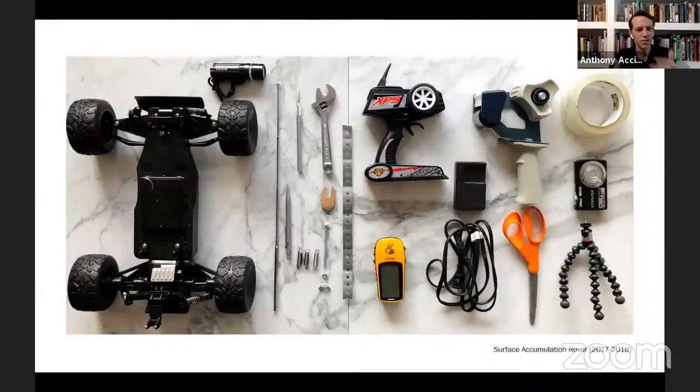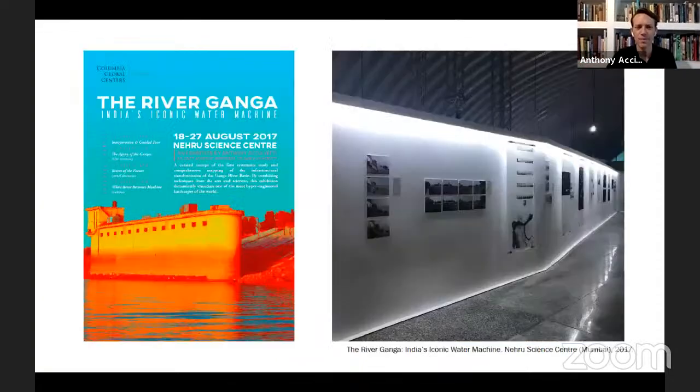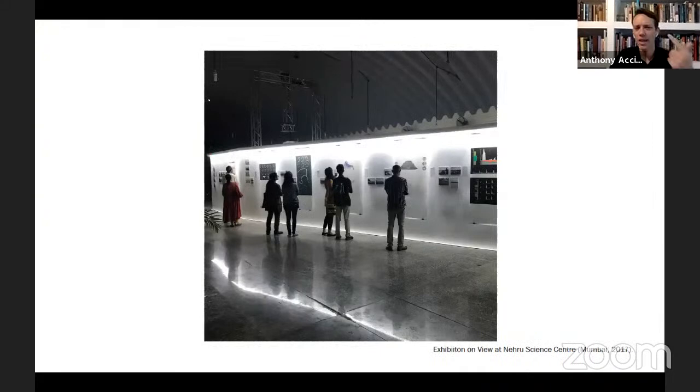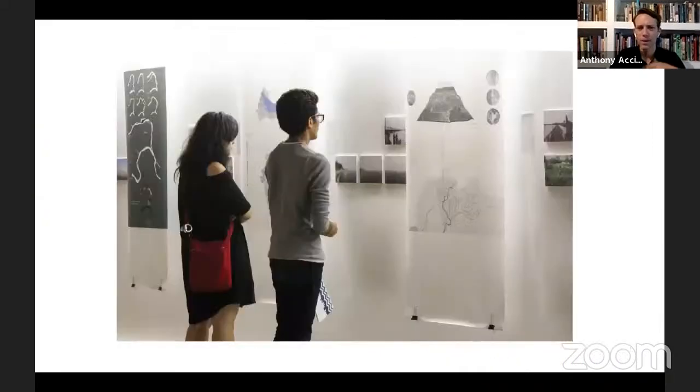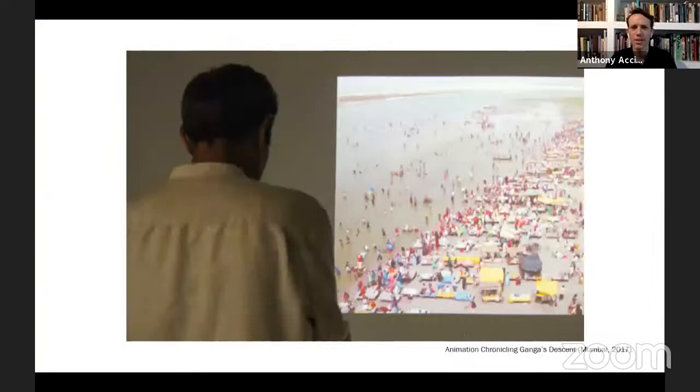And of course, I have transformed remote control cars into what I call a surface accumulation rover, like you see here. So this is a remote control car that I then transformed into a rover so that I wouldn't have to hurt my back shooting the packaging tape like at Spider-Man's web. And I've exhibited this, of course, at Neuroscience Center, as I mentioned before, to try to engage a larger audience across the subcontinent. So these are some of those drawings I showed you before, animations and physical models, and people watching these videos of Ganga's descent.